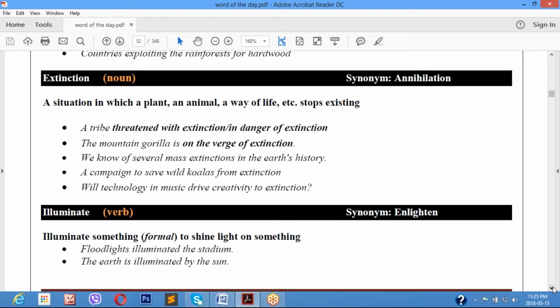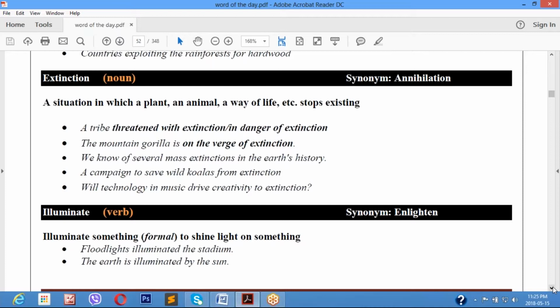Another word is extinction. Extinction in Urdu language, we can say napaid ho jana. So a situation in which a plant, an animal, or way of life stops existing. This is a very important word. Extinction.